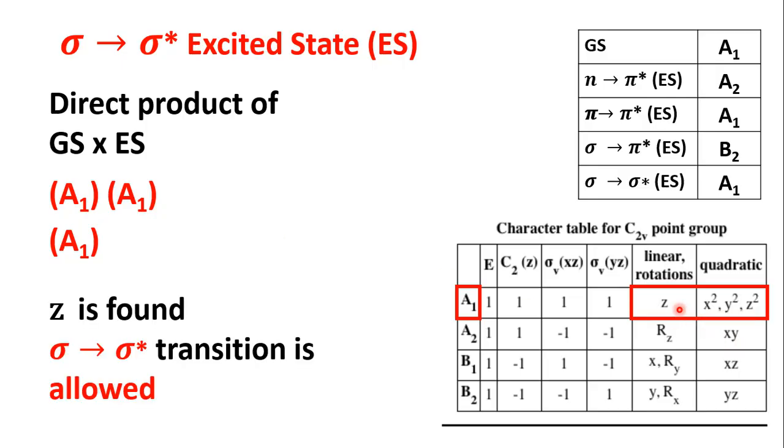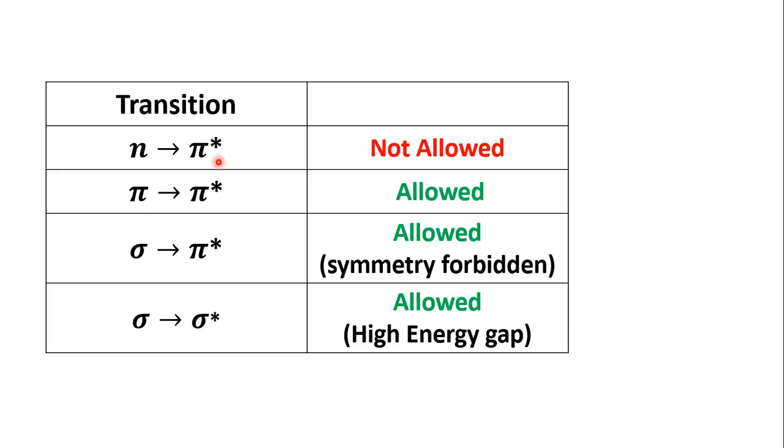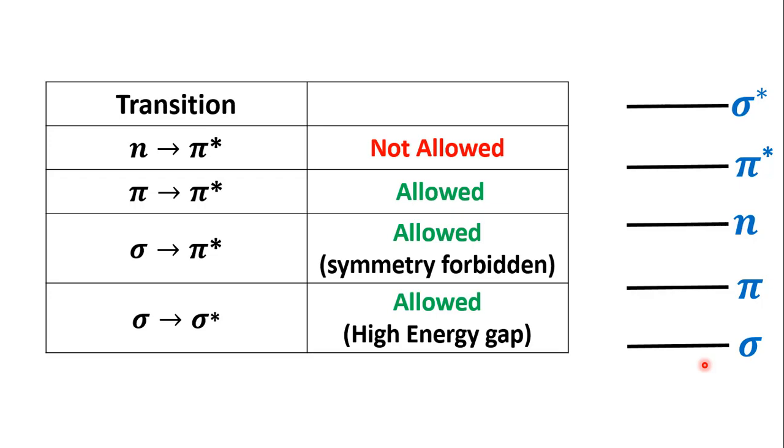Now we will summarize the results which I have found just now. We find that n to pi star is not allowed, pi to pi star is allowed, sigma to pi star is allowed, but the other is symmetry forbidden, and sigma to sigma star is allowed. The energy gap in the case of sigma to sigma star is very high, and so this will not happen. So out of these, the most predominant transition will be pi to pi star. n to pi star is not allowed. Sigma to pi star is allowed, but symmetry forbidden. Sigma to sigma star is allowed, but has a high energy gap. But the significant transition will be pi to pi star. Thank you.